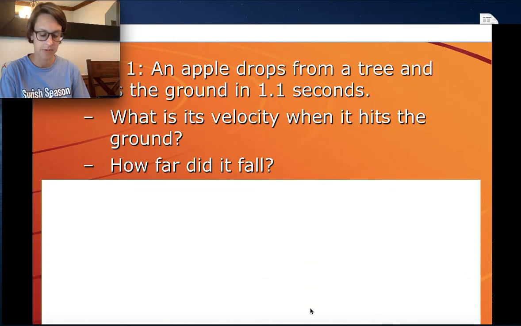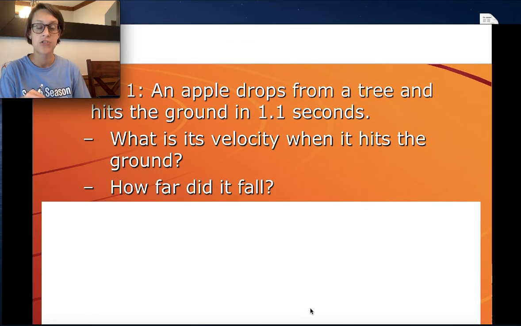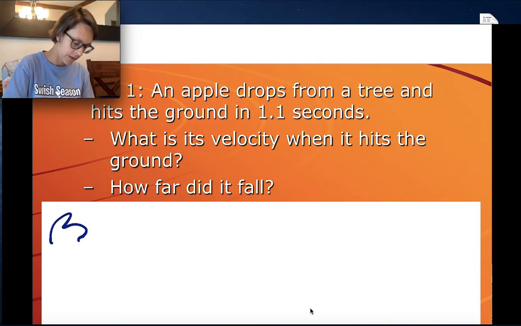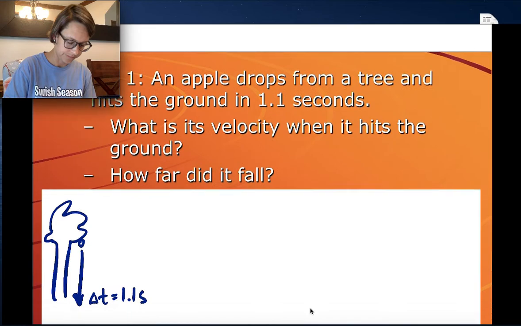On this type of problem, if you find that you're having a hard time starting it, you might try drawing a picture. Sometimes a visual can help. So either a picture in your mind's eye or trying to draw it. So we have in example 1, an apple drops from a tree and hits the ground in 1.1 seconds. So here's our little tree, here's our apple, it's gonna fall. So time to the ground is 1.1 seconds. What is its velocity when it hits the ground?